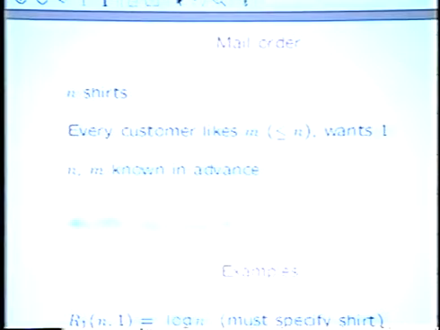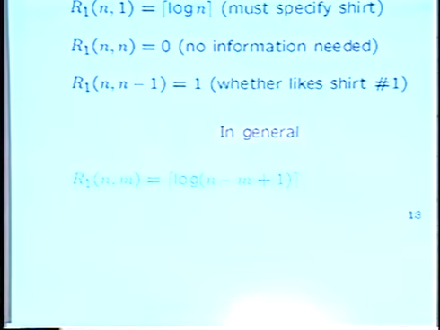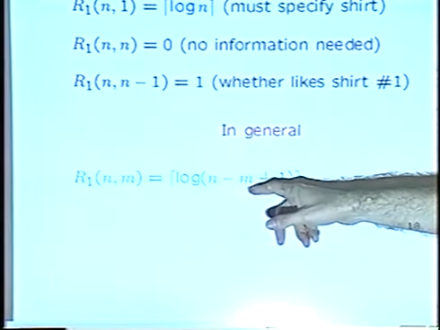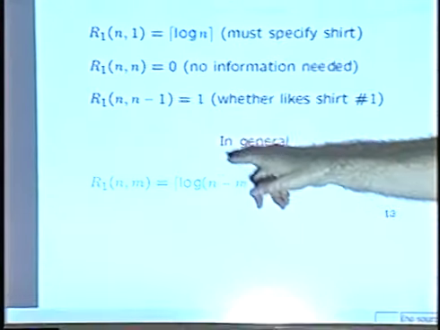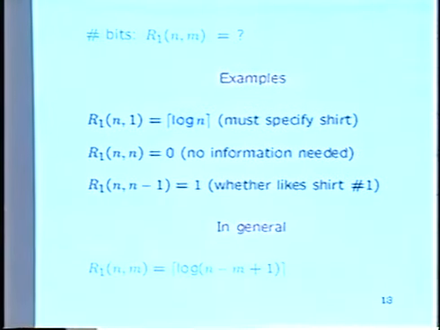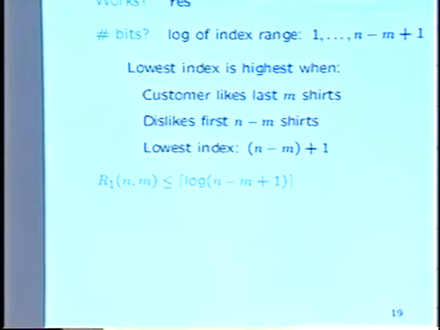Right. Now, the question is, in the general case, what happens? And the answer there is that you need, we'll prove it, log of N minus M plus 1. So you can check that when M is equal to 1, you get log N. When M is N, you get log of 1, which is 0. And when M is N minus 1, you get log of 2, which is 1. So that's the general answer. We'll go over it. We'll prove the upper bound.